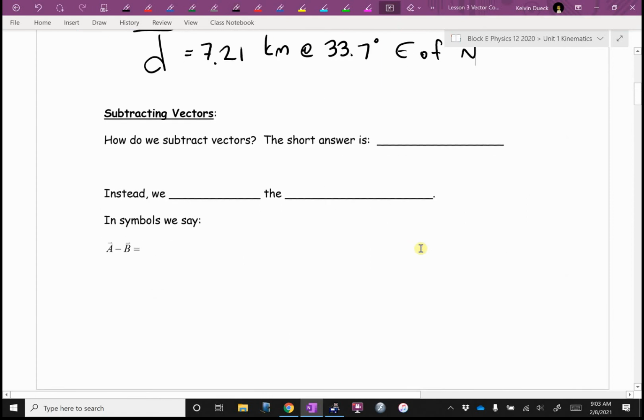How do we subtract vectors? The short answer is we don't. Instead, we turn it into an addition question. And Sam, the way we do that is we add the opposite.